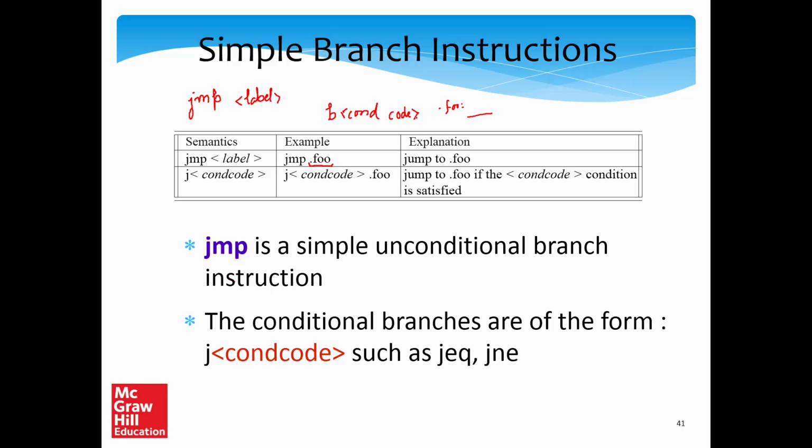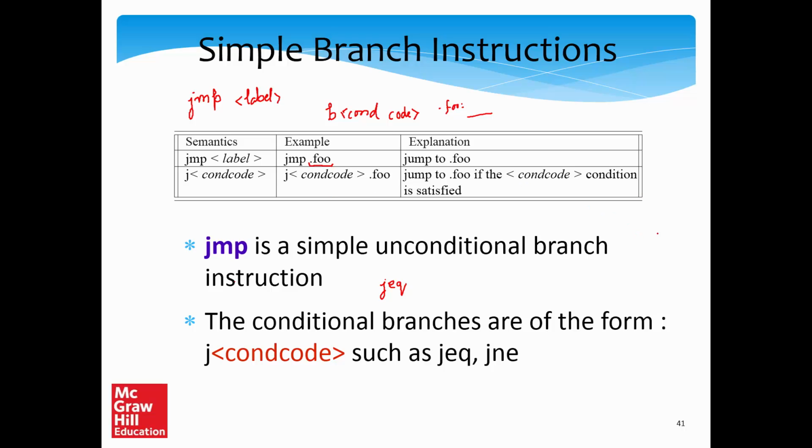So they were instructions of the form B, Q, B, N, E, and so on. So in this case, instead of a B, we have a J. So an instruction of the form JEQ basically means a jump if equal. And equal, so where does equal come from? Well, the last instruction that has set the flags.